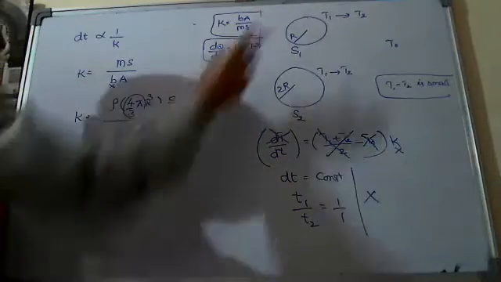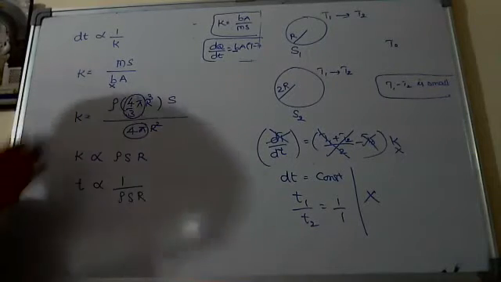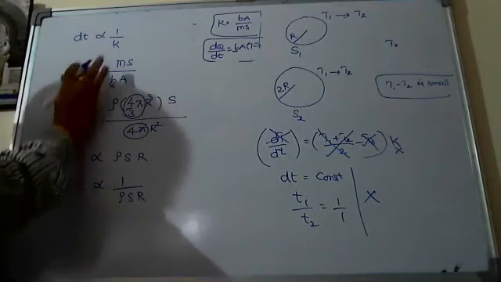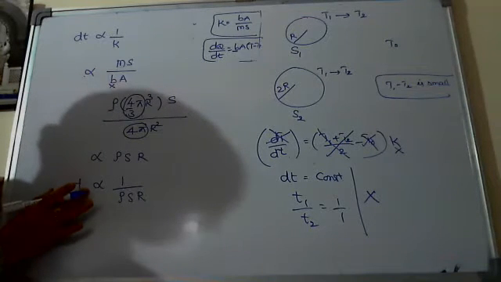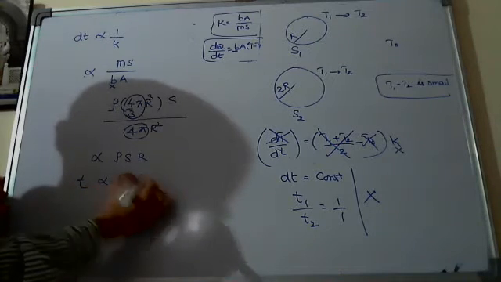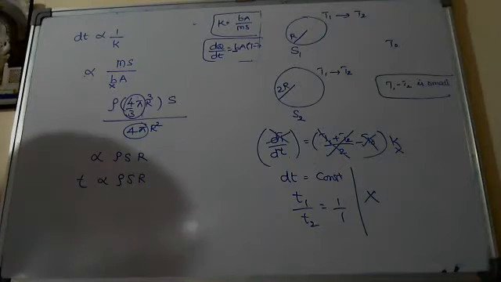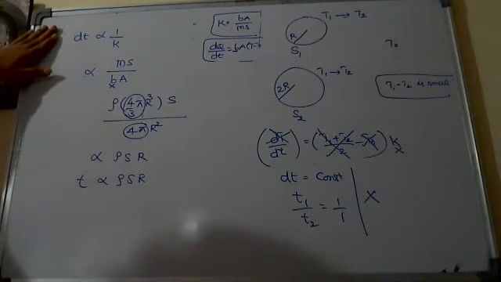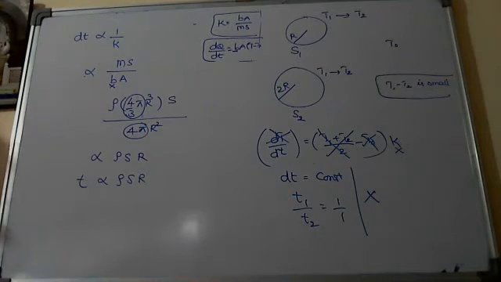Look at that. K equal to BA by MS, no? What I took was MS by BA, right? Obviously, this is 1 by that. Then it is directly proportional to what? Rho S R. Am I right? Yes, sir. Right. This is the story. Time dt is inversely proportional to K. This is the time.